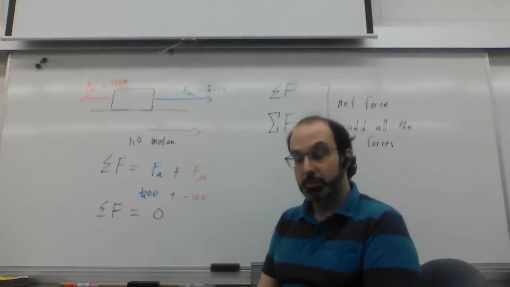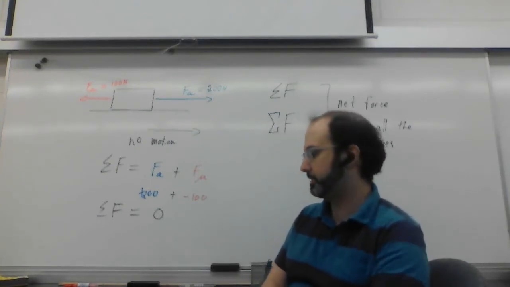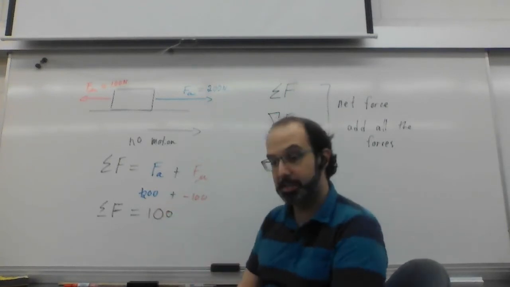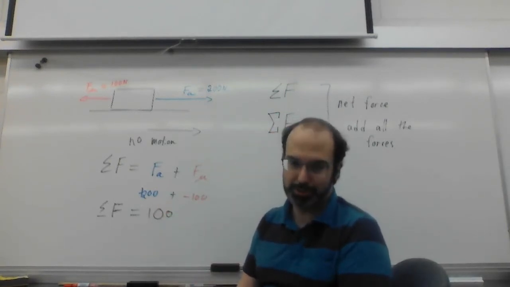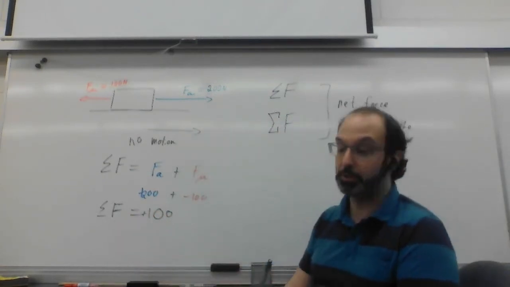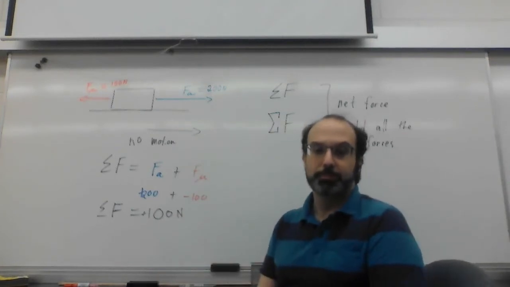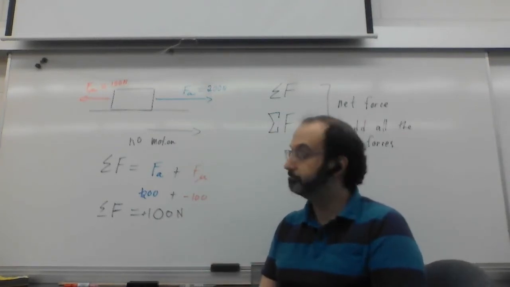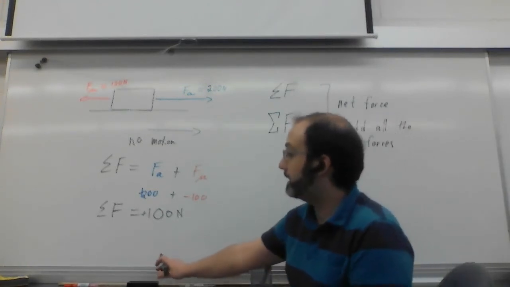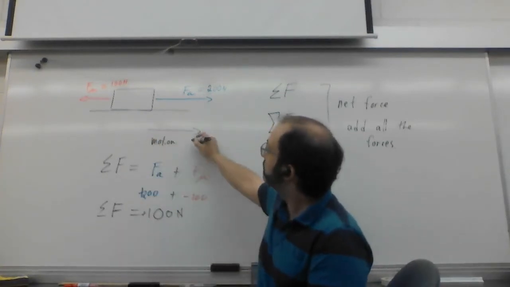Ta-da! Well, we know how to do that math. 200 minus 100. Gee, I wonder what the answer is. Very complicated, Mr. C. 100. Is that it? We done? No, we need to know the direction. It is a vector. 100 plus. Oh, we should put some units on there too. N. So what does that mean? Well, I've got 100 newtons of force. That means that now I do have motion, and it is motion to the right.